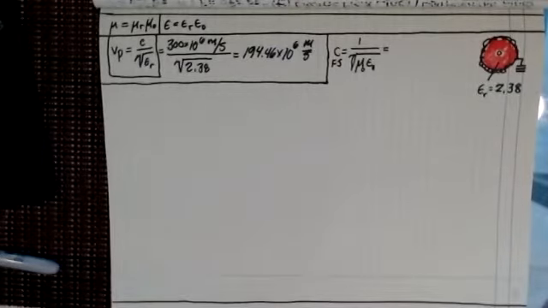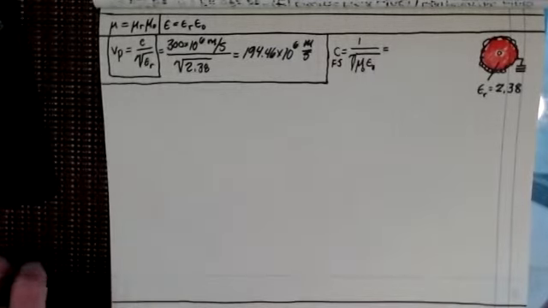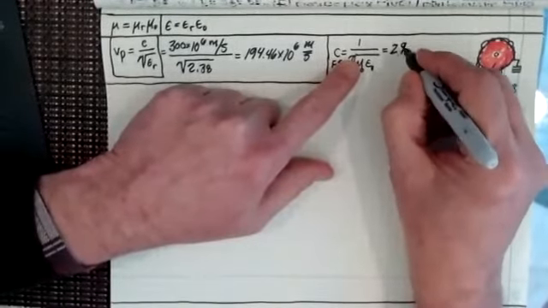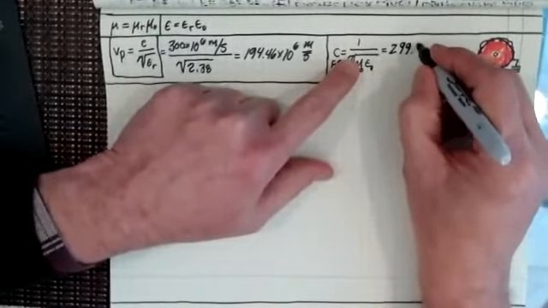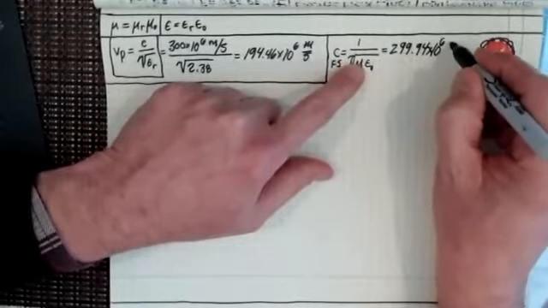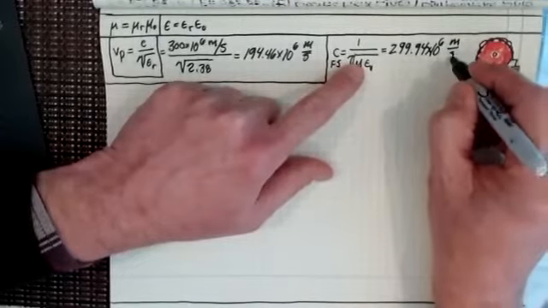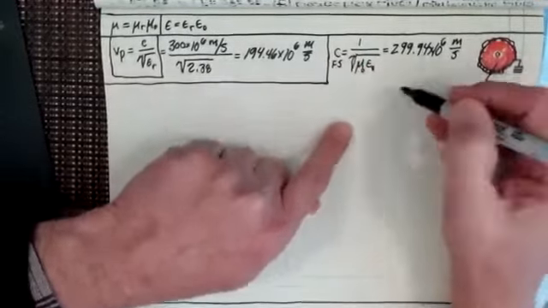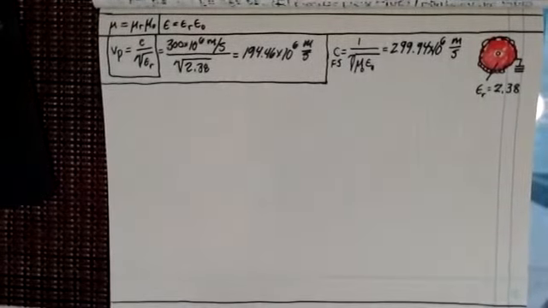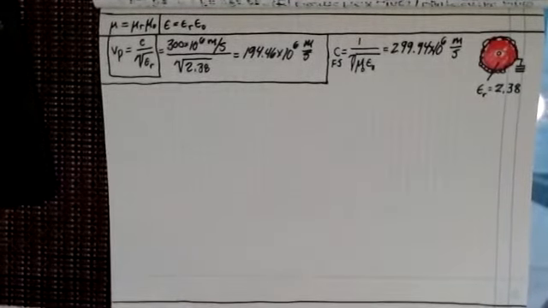And if I was to punch those in there, I would get something around 299.94, I think it is, times 10 to the 6 meters per second. Right? So we round it to 300 times 10 to the 6 meters per second. Of course, scientists use 3 times 10 to the 8 meters per second, but as engineers, we try, even though that is a scientific constant.